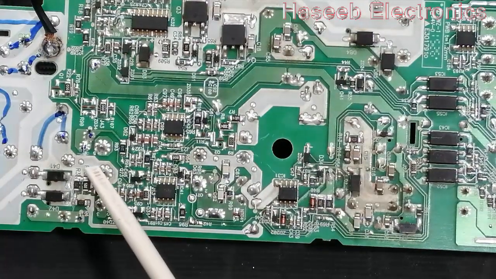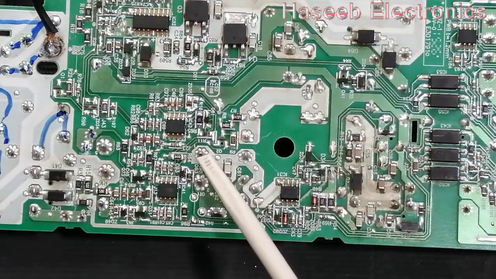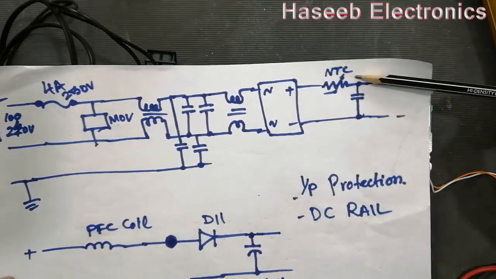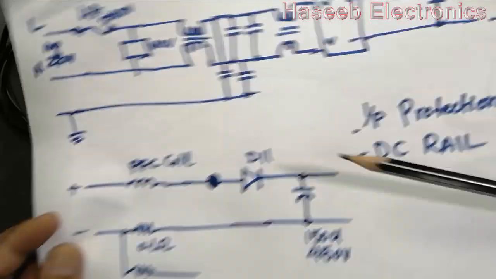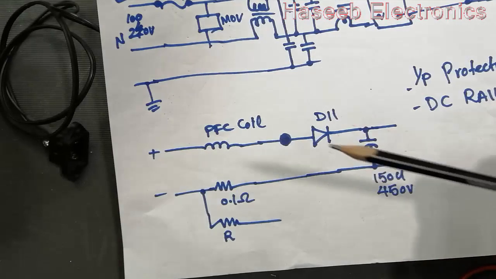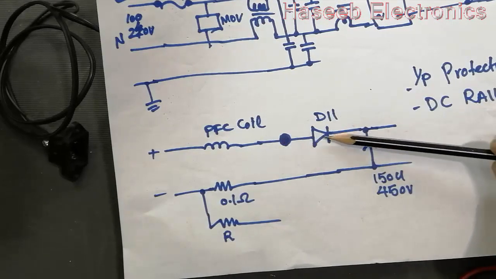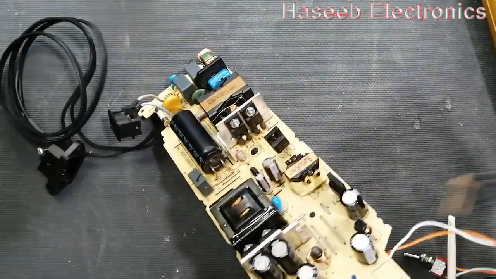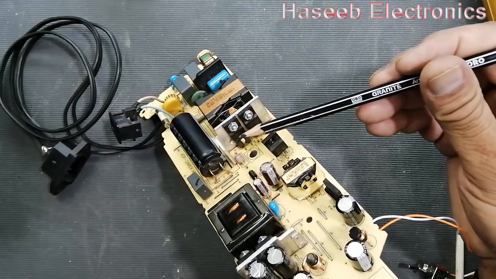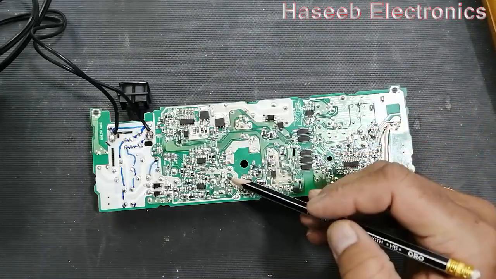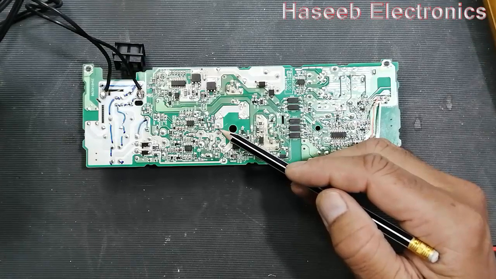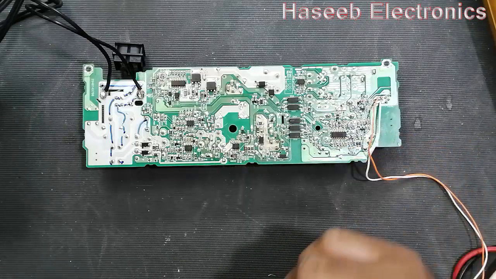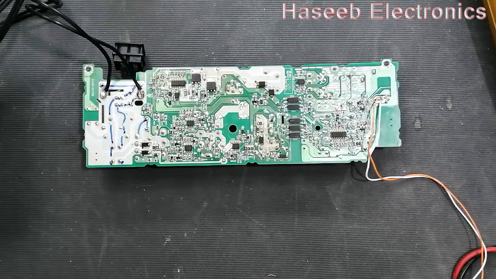So voltage will pass through this PFC choke from this point to this point, and here we have a rectifier diode. Normally the voltage rectified through the NTC, this positive and negative voltage, reaches the PFC coil and diode output. This diode is D11. So we have a common point here, which will allow the voltage to pass to the capacitor. Now we have to see the function of this PFC, how it is boosting the voltage.